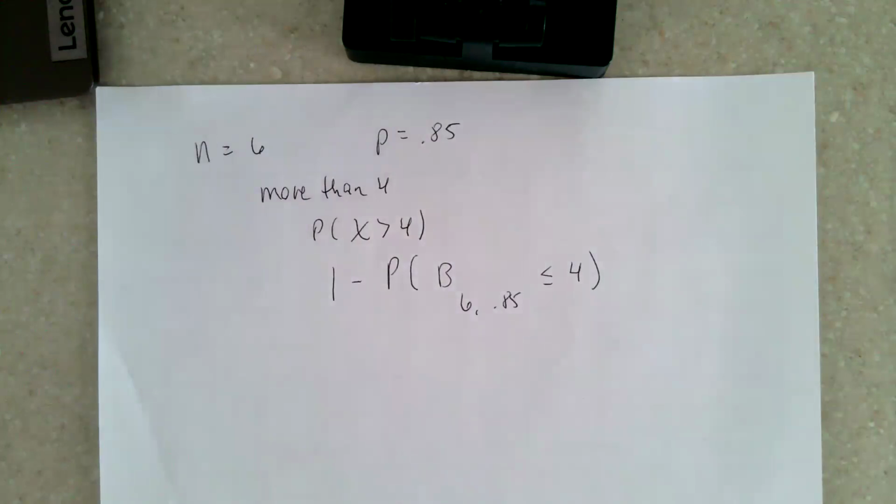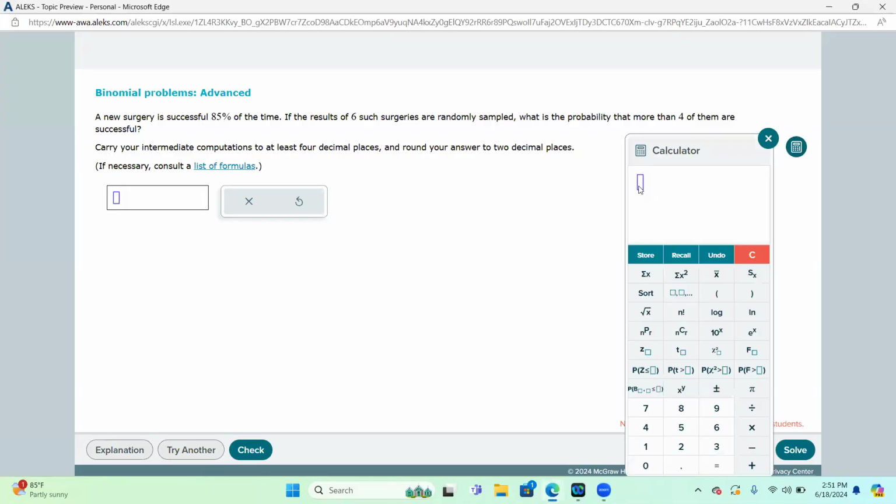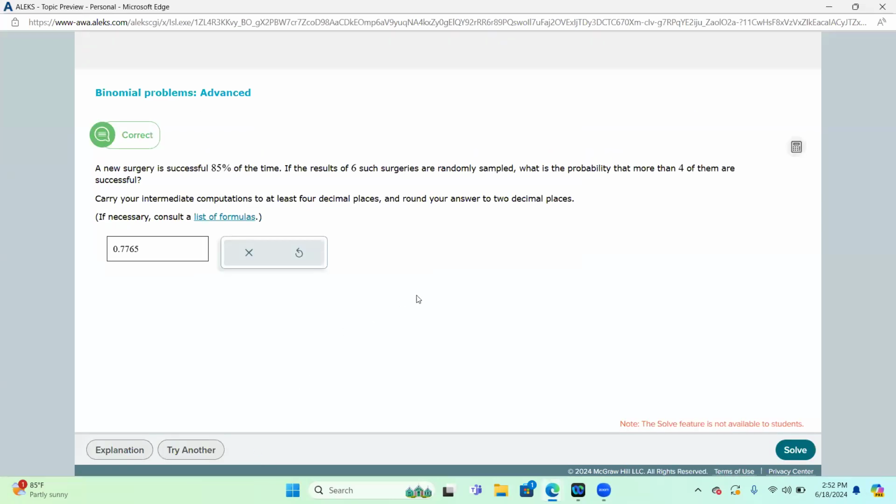Let's go ahead and type this into ALEKS in our calculator. 1 minus, don't forget the 1 minus here. And they want at least 4 decimal places, so 0.7765 when rounded appropriately to 4 decimal places. There we go.